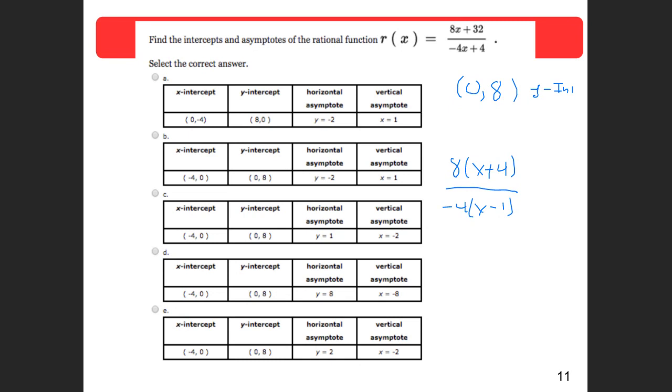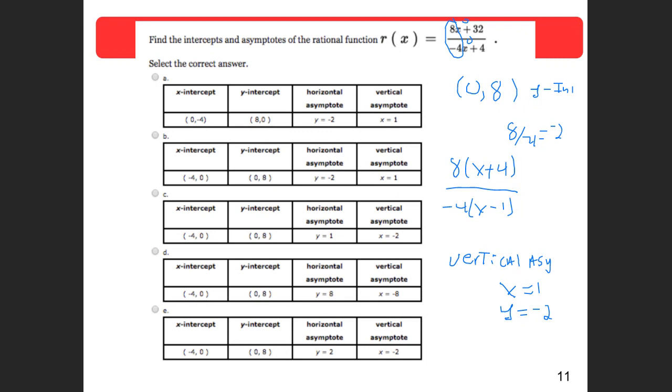The vertical asymptote is going to be x equals 1, right? Whatever makes the denominator equal to 0. So vertical asymptote, x equals 1. Now the horizontal asymptote, the powers on top and bottom are exactly the same. So if the powers on top and bottom are exactly the same, then you just take the coefficients in front. So that would be 8 over -4, which is -2. So my horizontal asymptote is y is equal to -2.